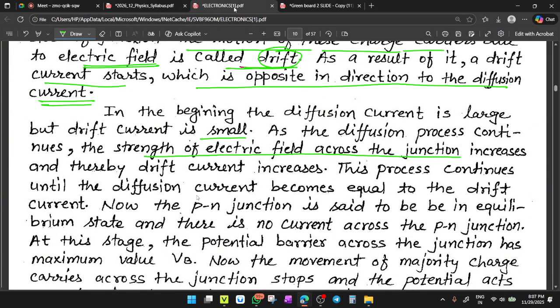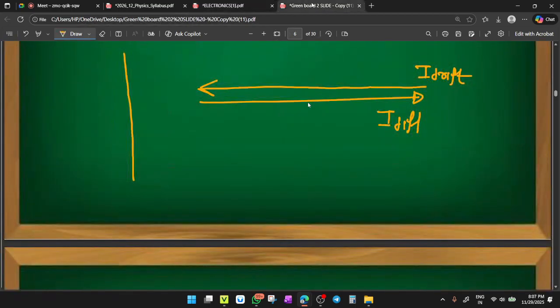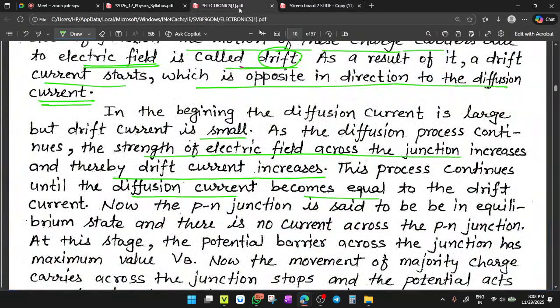The electric field across the junction increases and thereby the drift current also increases. This process continues until the diffusion current becomes equal to the drift current. So at that point, the drift and diffusion currents are both equal. Clear?